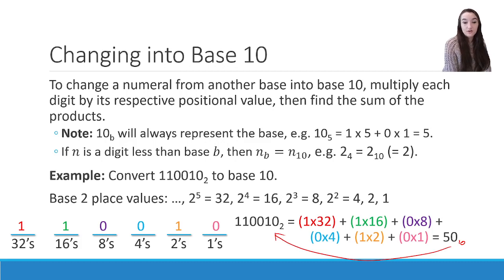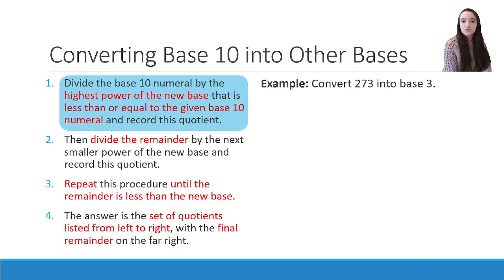So now you know how to convert numbers into binary. But of course, converting from base 10 into another base is the more complicated process, just like it was when we were converting with the Babylonian or Mayan numerals. So, step 1 is we divide the base 10 numeral by the highest power of the new base that is less than or equal to the given base 10 numeral and record this quotient.